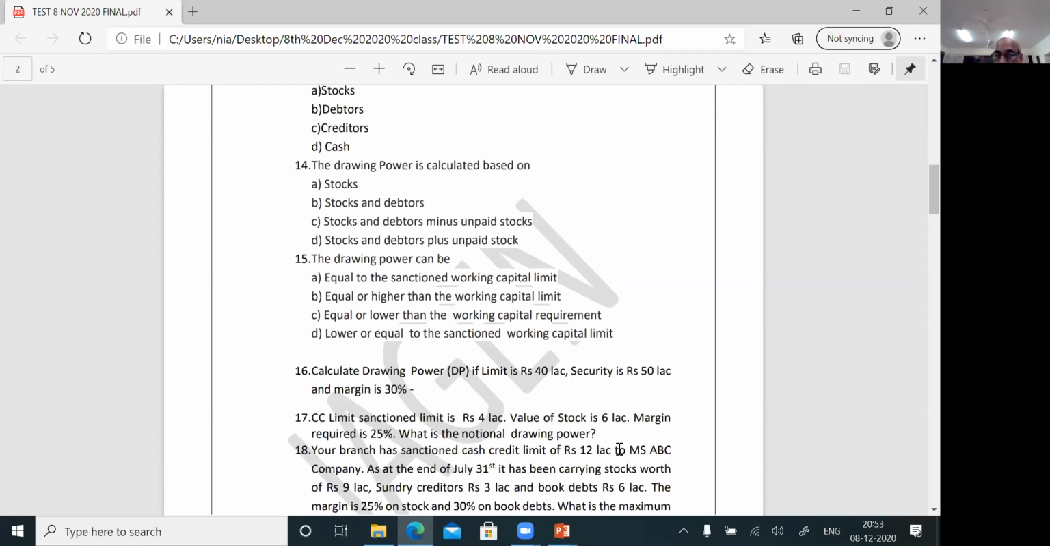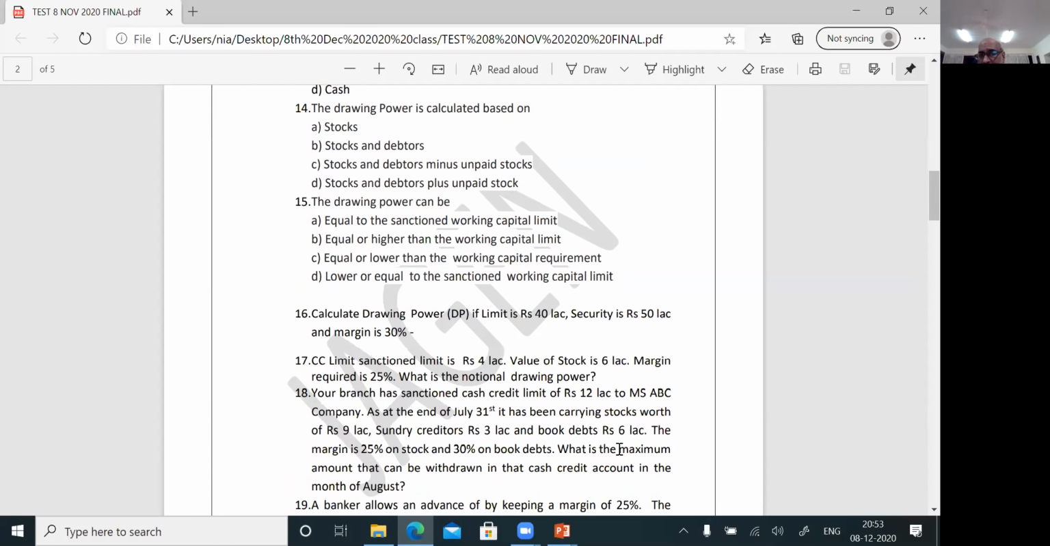Okay, now we are going to do the working capital calculation. I do not know how much time we'll be having. Today you are having a test also. So I will try to finish maximum, or we'll see some other time we'll be able to do.